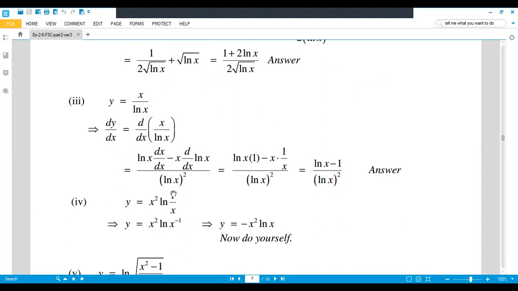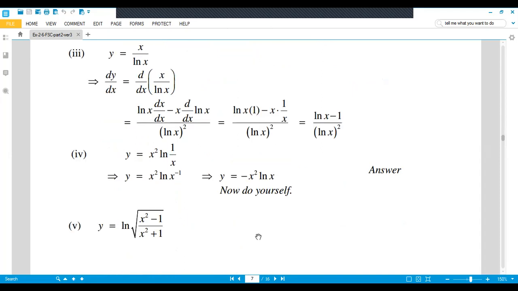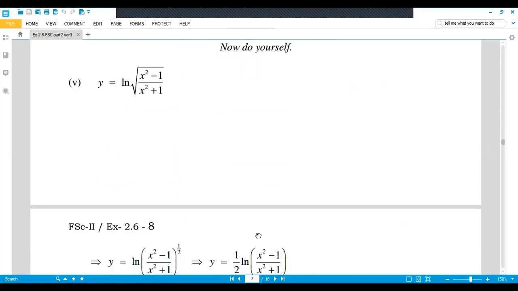The fourth part, you do it by yourself. Just this x, take it in the numerator, so the power will be minus 1, and the power minus 1 will come in the coefficient, so you get this. Now you apply the product rule on these values, just like question number 2, first part, just like that you solve it. Come to the fifth part.